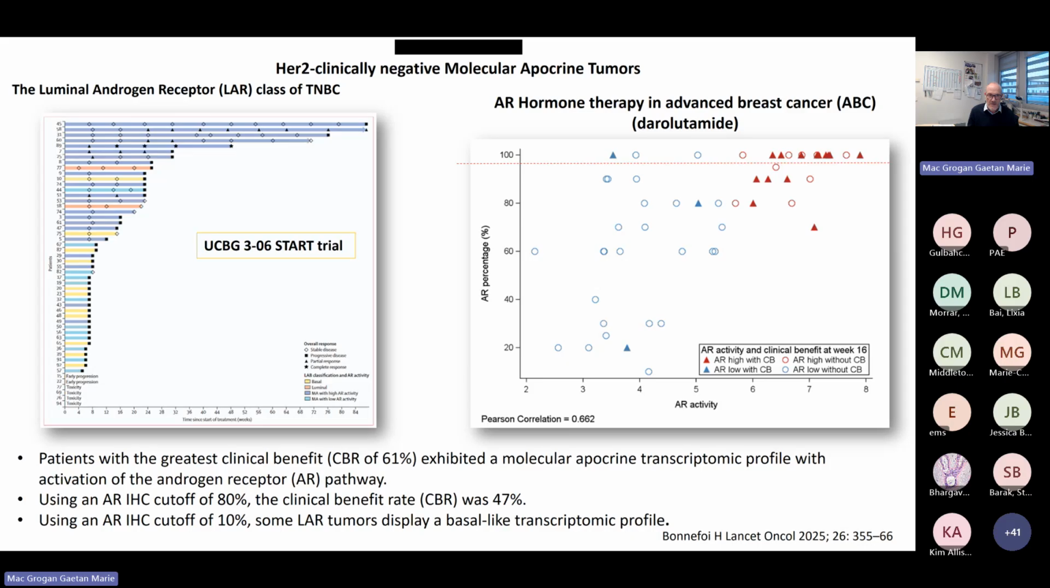And also, using an androgen receptor immunohistochemical cutoff at 80%, the clinical benefit rate was elevated. It was at 47% compared to the 10% threshold that we used for the trial. And using an androgen receptor immunohistochemical cutoff at 10%, some large tumors defined as LAR with an AR cutoff at 10% displayed by transcriptome a basal type transcriptomic profile.